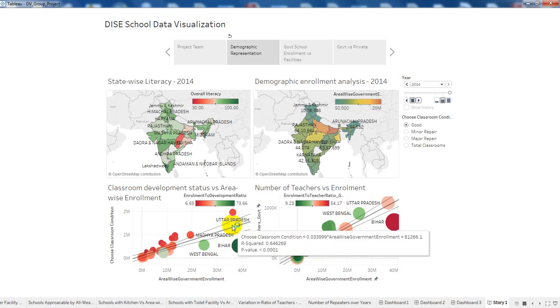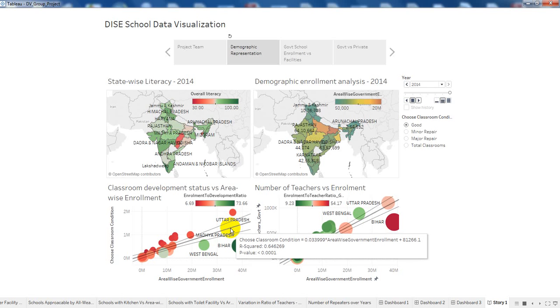And if we look at the R squared value, it is 0.646269. So which means the R squared value is quite high, and it signifies that the data between classroom condition and the enrollment data are quite correlated. So which is a very good sign.